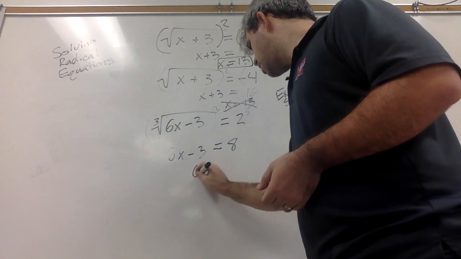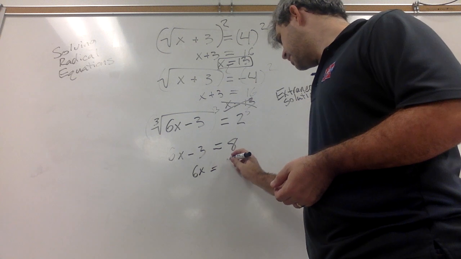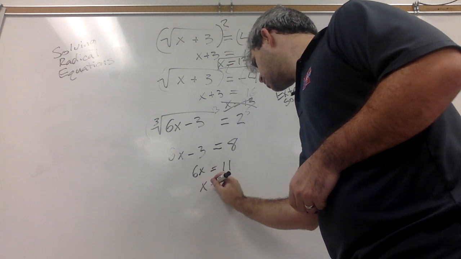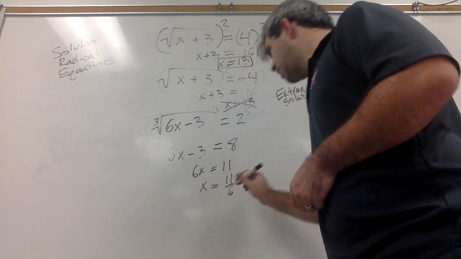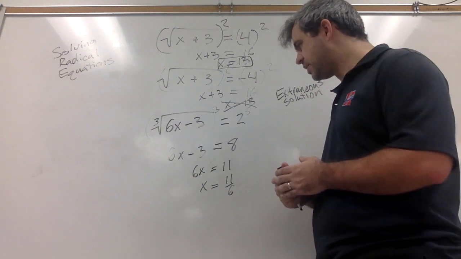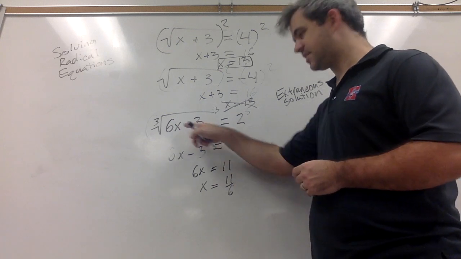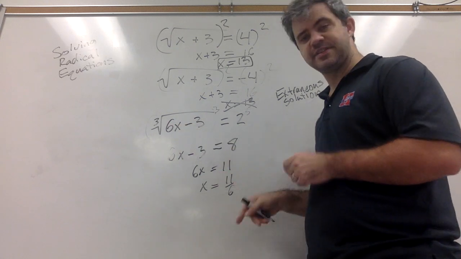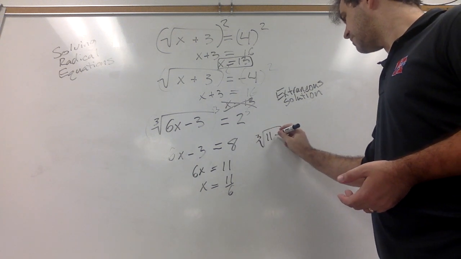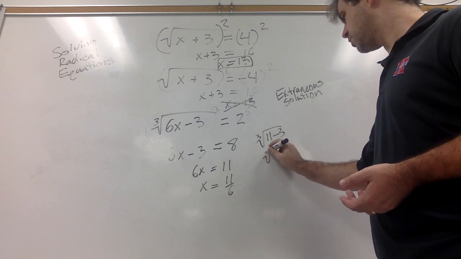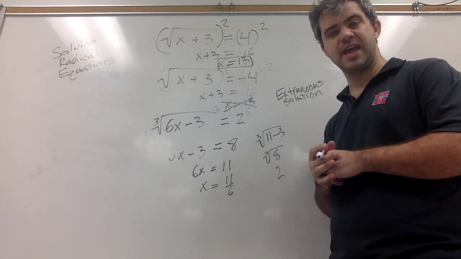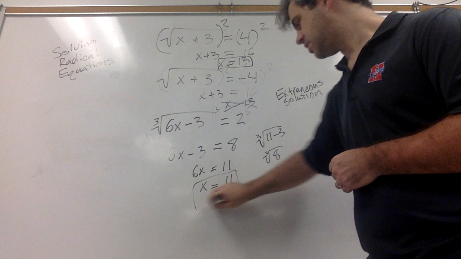And now we add 3, we get 11. X equals 11 over 6. You probably won't need to check this because it's a cube root, but let's just do it since we're in the habit. 11/6 times 6 times 6 divided by 6 cancels out, so it's 11. So we get cube root of 11 minus 3. Cube root of 8 is 2. 2 cubed equals 8. Okay, so this is a valid solution here.